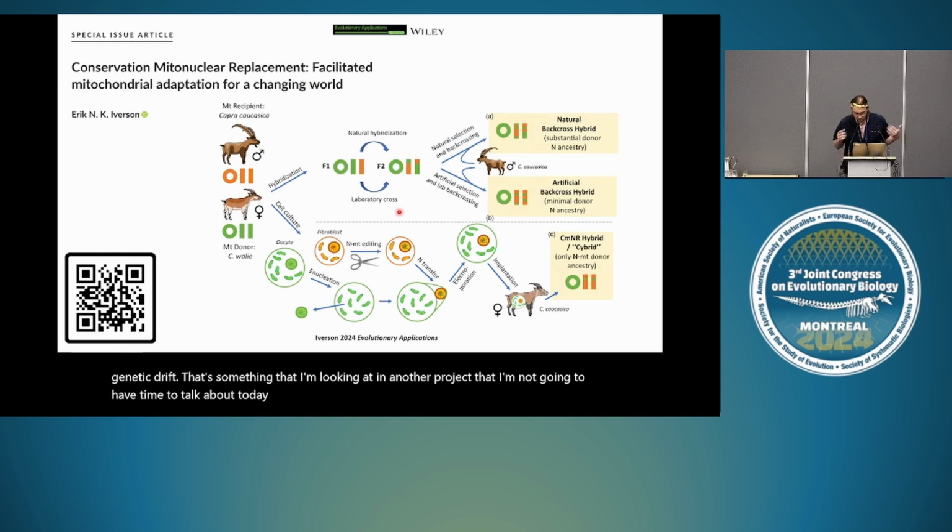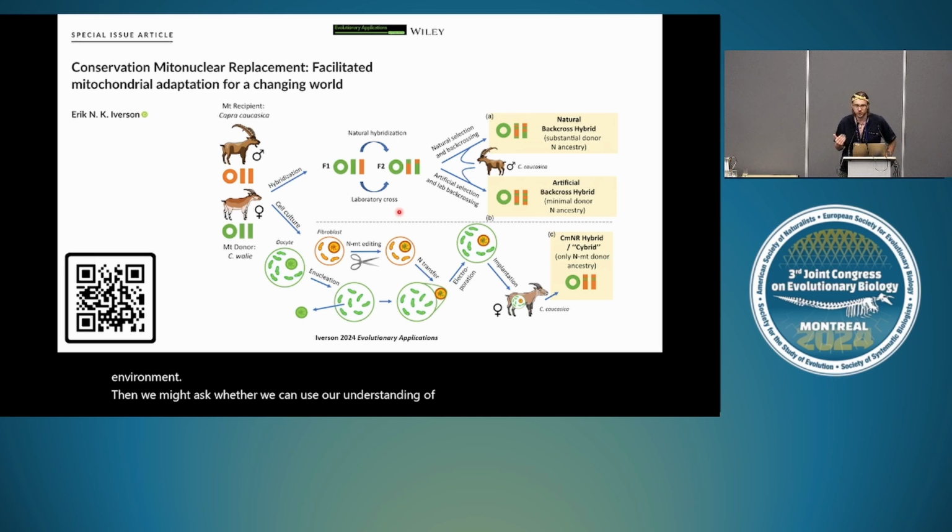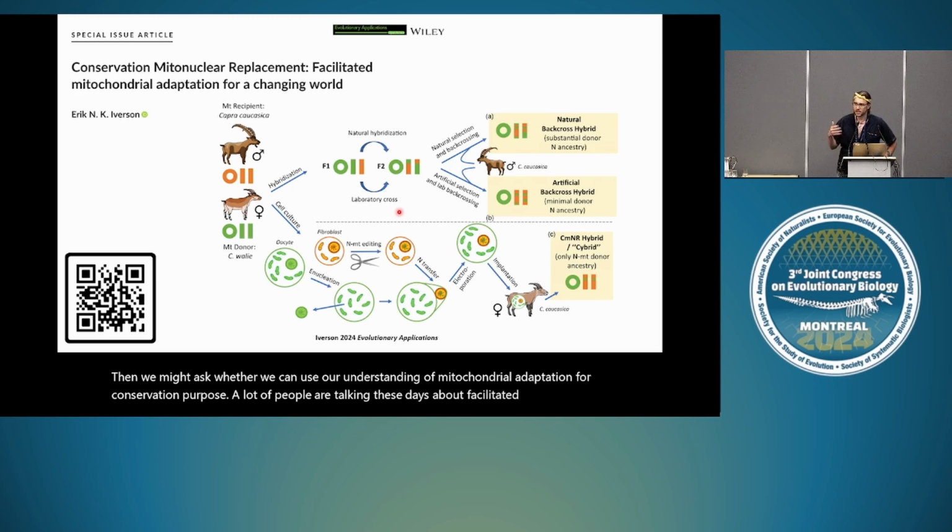That's something that I'm looking at in another project that I'm not going to have time to talk about today. But one of the implications of this work for me has been that, if mitochondria are playing this important role in adapting to the environment, then we might ask whether we can use our understanding of mitochondrial adaptation for a conservation purpose. A lot of people are talking these days about facilitated evolution, helping species adapt to climate change maybe by giving them the genetic variation that they need to survive in a warming world. And so I put forward this idea that we could actually move mitochondrial haplotypes between species in a way that mimics a natural process whereby mitochondrial haplotypes introgress, and it often looks like it's adaptive and related to climate.